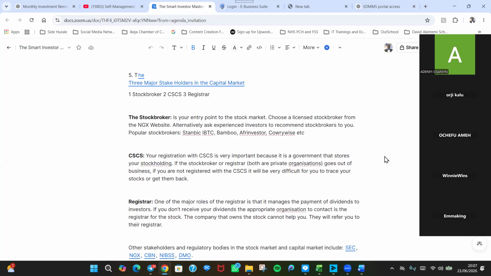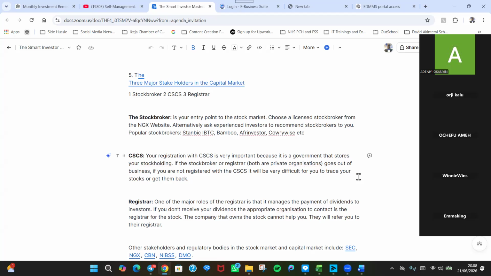Remember, the stockbroker is a private organization. The registrar is a private organization. The stockbroker can go out of business. The registrar can go out of business. But CSCS cannot go out of business. They will always be there because it's a government organization, and that is where your stocks are being kept. And that is why in future, if your stockbroker goes out of business, you can still get hold of your stocks if you have registered with CSCS.